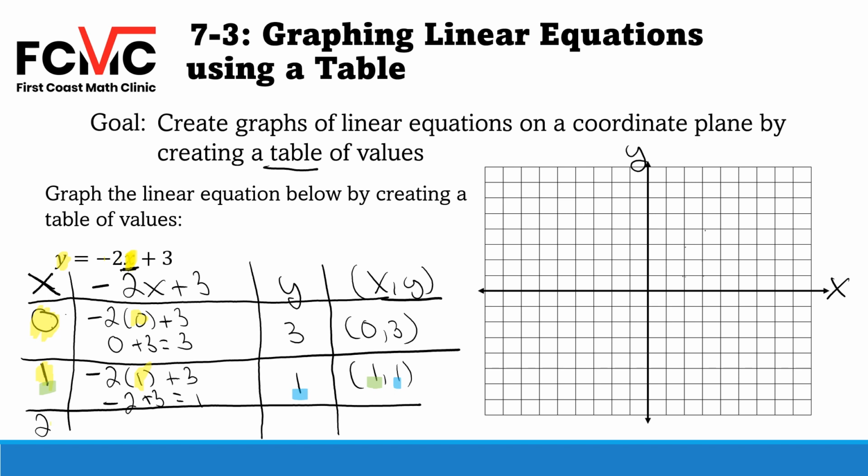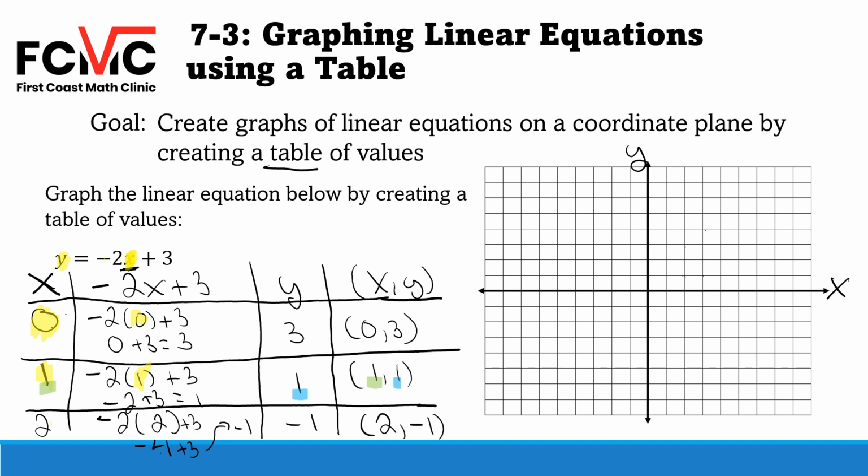And then x is 2, so I'm going to have negative 2 times 2 plus 3. Negative 2 times 2 is negative 4, plus 3. Negative 4 plus 3 is negative 1. So my ordered pair here is going to be: the x value is 2, the y value is negative 1.